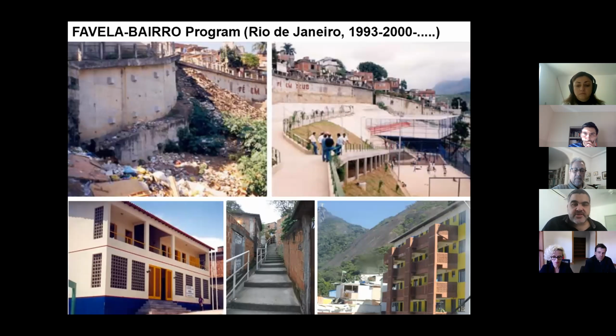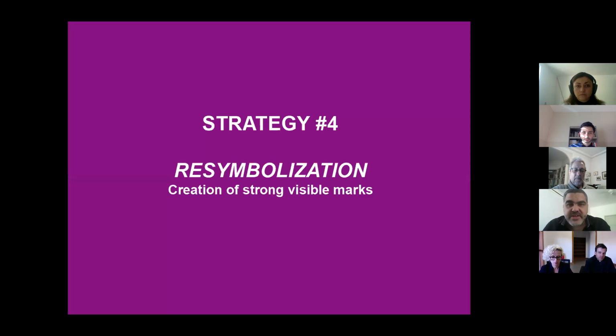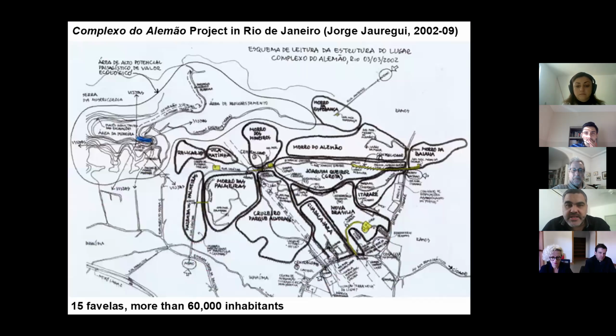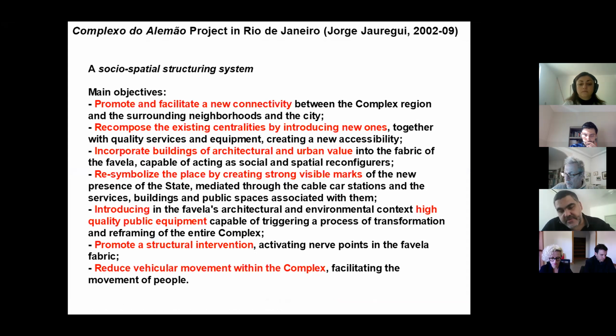The fourth strategy is resymbolization, the creation of strong visible marks. Recently, between 2002 and 2009, the Argentina-born architect Jorge Mario Jauregui, who lives and works in Rio for many decades now, designed a huge intervention to one of the largest complexes of favelas of Rio, o Complexo do Alemão. That is a complex of 15 favelas housing more than 60,000 inhabitants. So it's a very complex intervention.